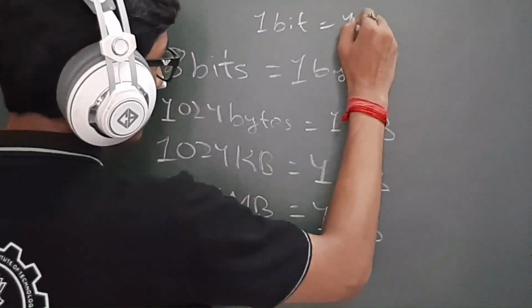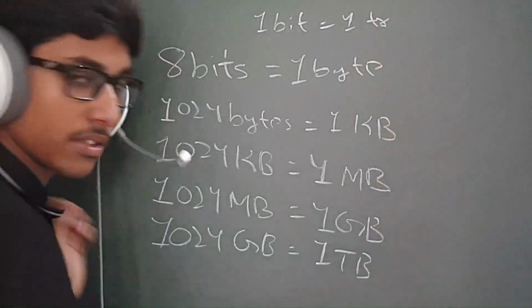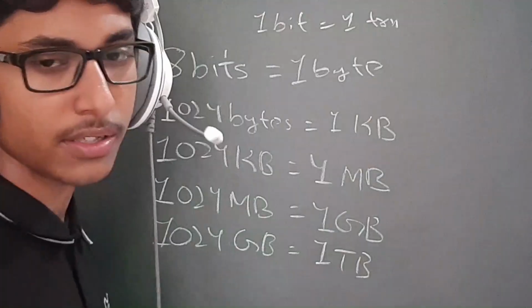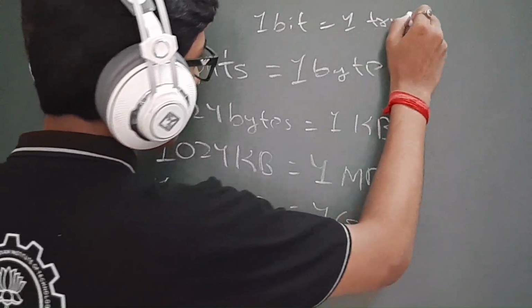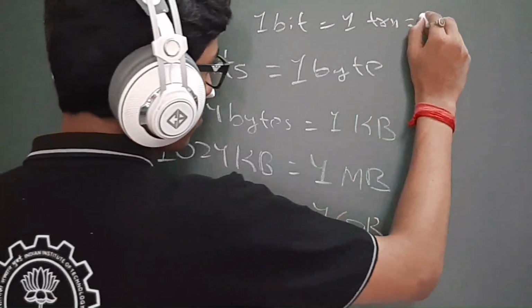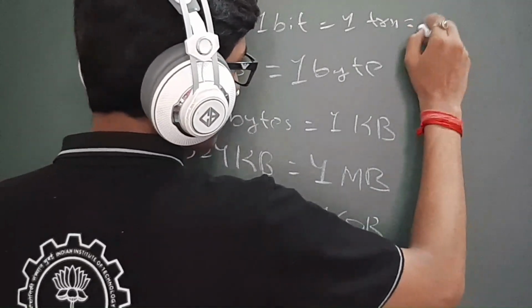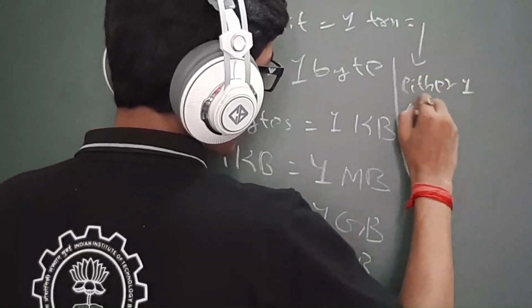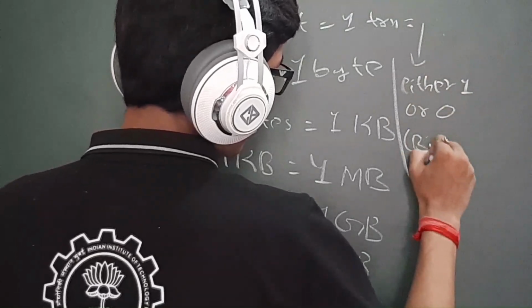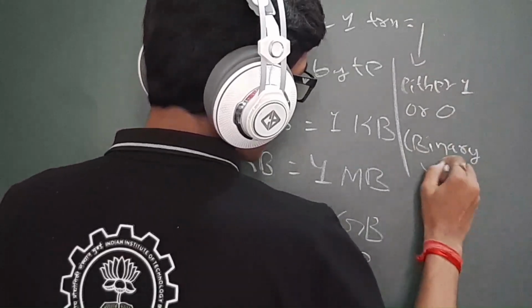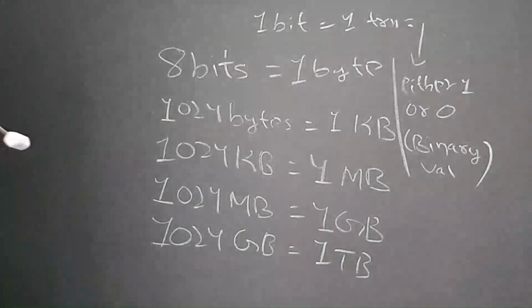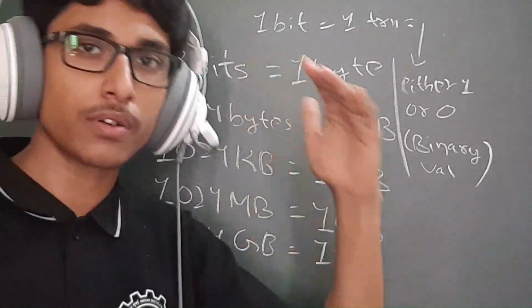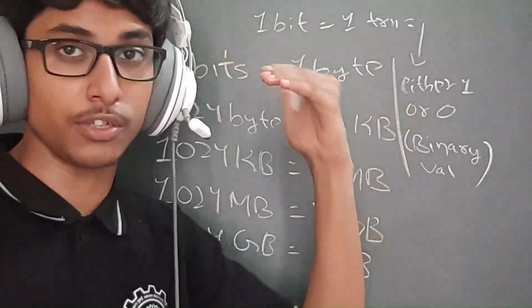So as I've told you, 1 bit is equal to 1 transistor. I will write transistors as TRN. Let's suppose TRN is transistors. 1 bit is equal to 1 transistor, and 1 transistor is equal to either 1 or 0, a binary value, right? So that's how the transistors are correlated with storage and their units, right?